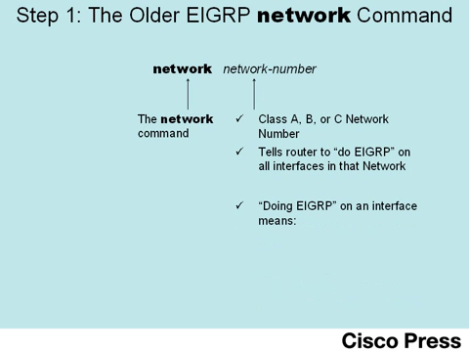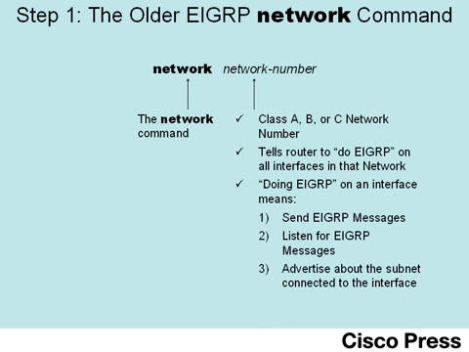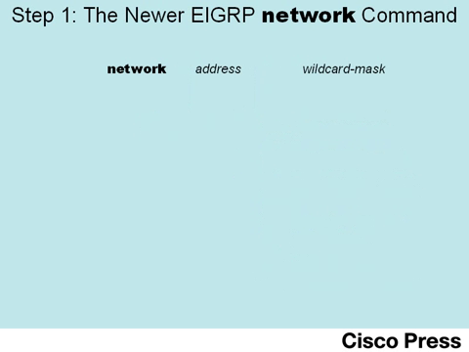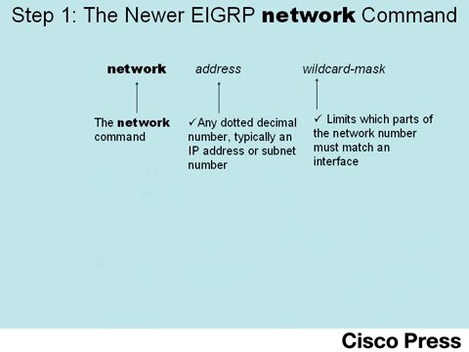Now, doing EIGRP means sending EIGRP messages out each matched interface, listening for EIGRP messages coming in that interface, and advertising about the subnet connected to each of those interfaces. The second style of EIGRP network command is very similar to the first, but with the addition of a wildcard mask. The wildcard mask concept works exactly like the OSPF wildcard mask in that it limits which interfaces are matched by the network command. So a router with this style of network command compares the address listed in the command to each interface, but only for the parts of the address as dictated by the wildcard mask.